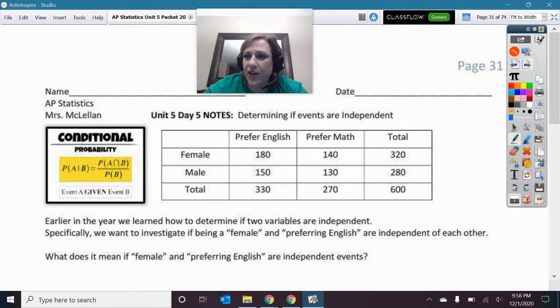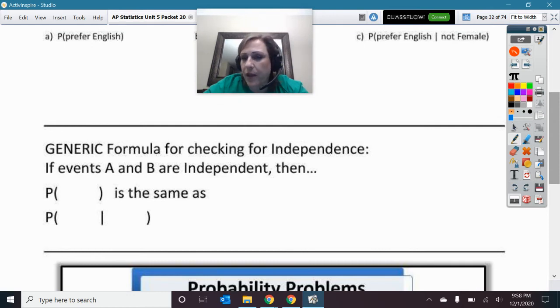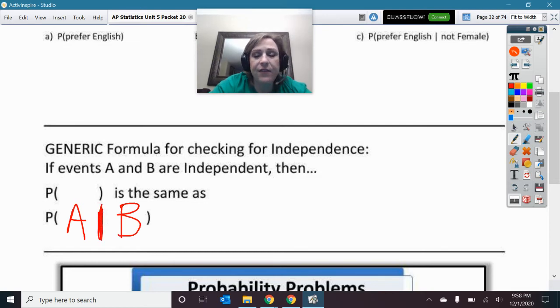And I think I'm going to come over here and have a blank page. Okay, so let's see how we can do this. Let's think about it. Given that B has happened, remember this is our given that B has happened, the probability of event A. That's like when we said, given that you're a female, what's the probability of you preferring English? So here's my question: what event, A or B, goes in there? What is the overall that I compare it to? Was it A or was it B?